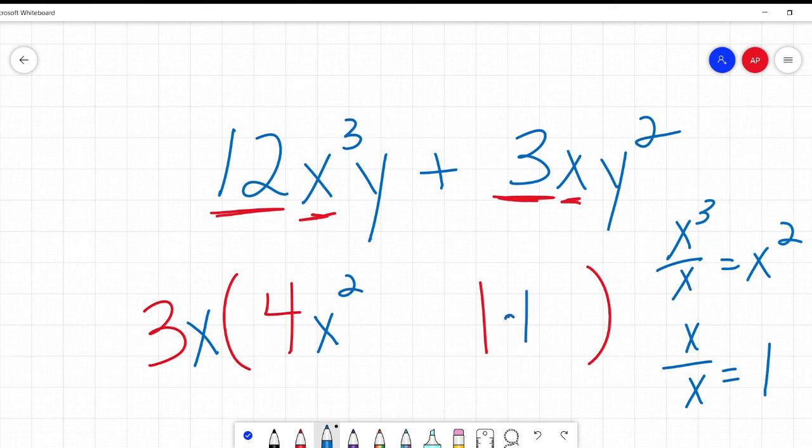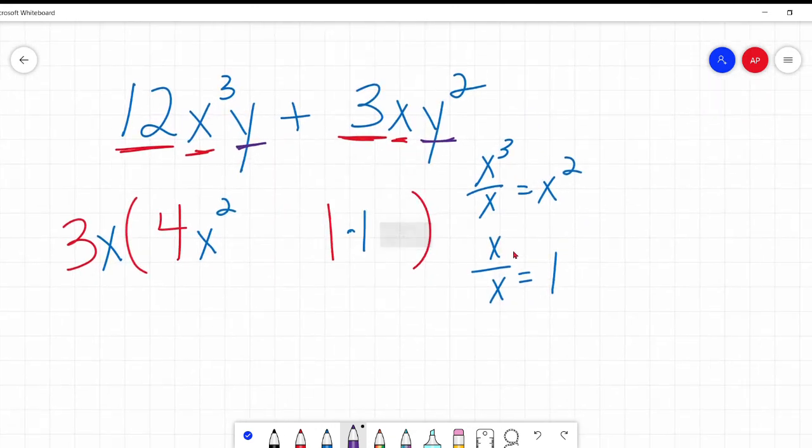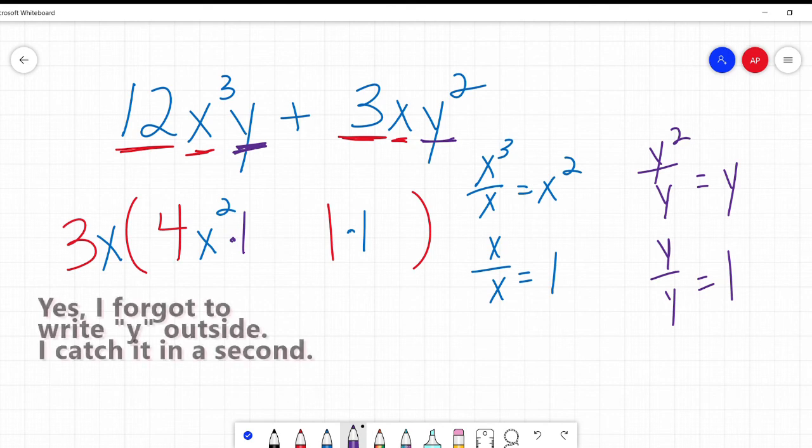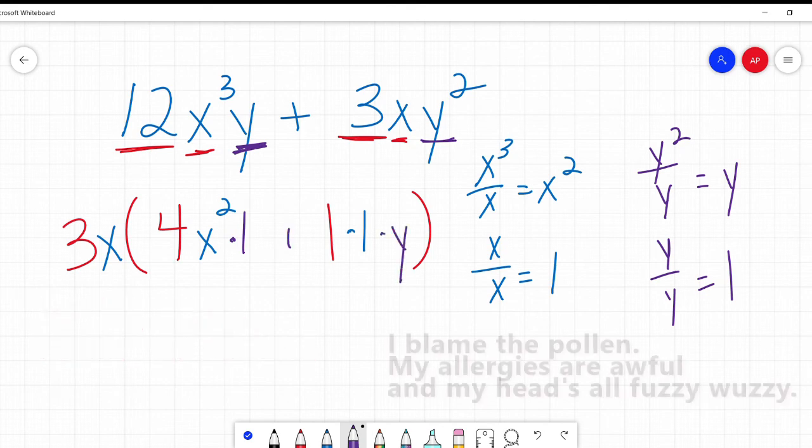All right, now for y. I have a y, and I have a y squared. What's the biggest variable they both can be divided by? Y. Y squared divided by y equals y. Y divided by y equals 1. So here, this first one, y divided by y equals 1. And this last one, y squared divided by y equals y.